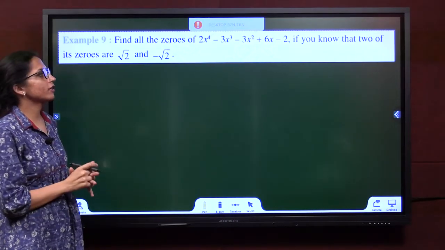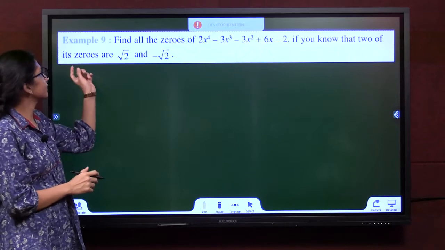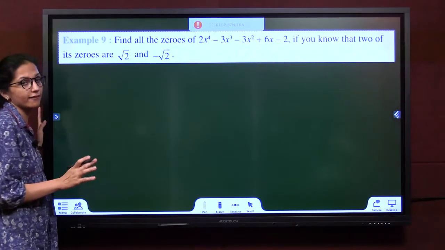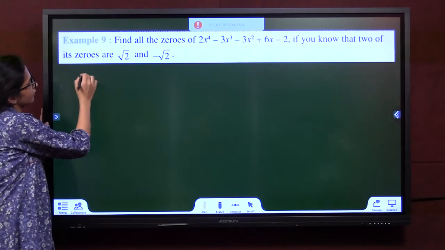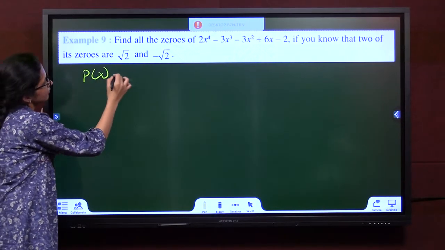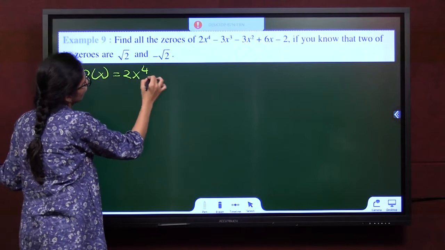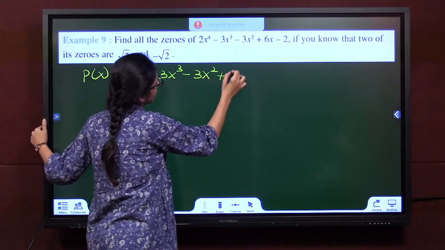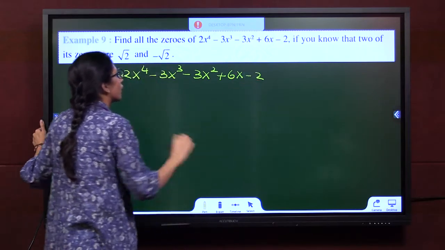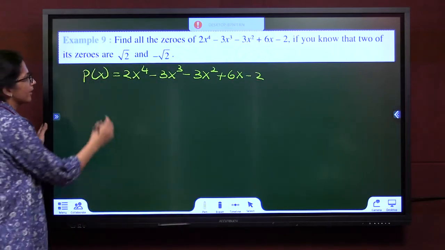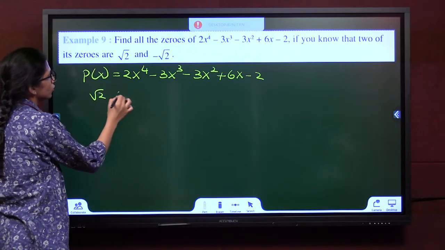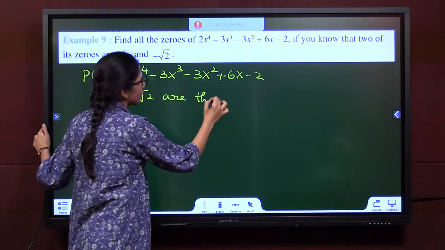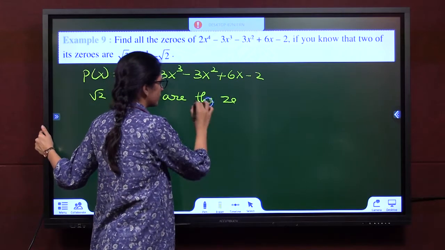Find all the zeros of the polynomial if you know that two of its zeros are root 2 and minus root 2. Listen carefully. They have given the polynomial as 2x power 4 minus 3x power 3 minus 3x square plus 6x minus 2. It is already from highest degree to lowest degree. It is also given that root 2 and minus root 2 are two of its zeros.